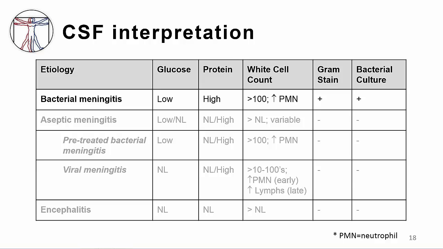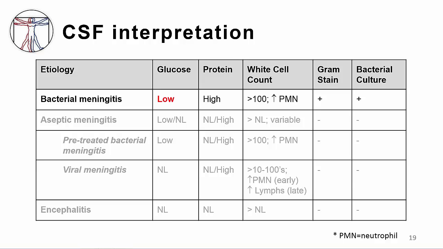It is critical that you recognize bacterial meningitis because it is a medical emergency, and this is outlined on the first line of this table. The combination of lab values that points to bacterial meningitis is a low glucose, high protein, elevated white blood cell count, primarily neutrophils, and a gram stain that shows bacteria. Ultimately, the cultures will grow bacteria, proving that the patient has bacterial meningitis.